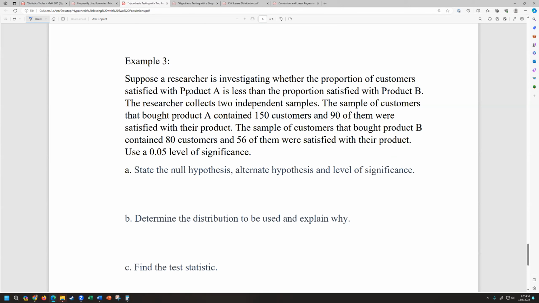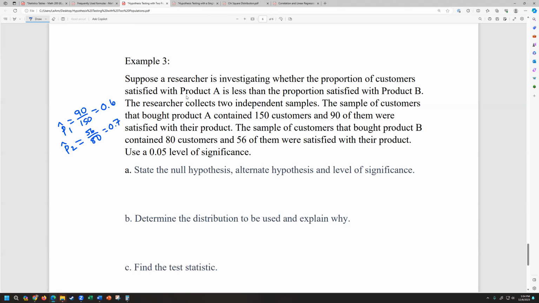So we're not using mu. The researcher collects 2 independent samples. The sample of customers that bought product A contained 150 customers and 90 of them were satisfied with their product. So that's my P1 hat. It was 90 out of 150. That comes out to 0.6 if you divide it. My second sample is product B people, and there were 56 out of 80 of those that were happy with their product.